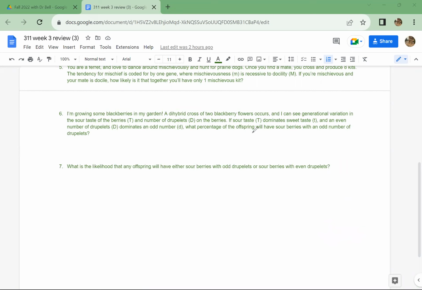So, a dihybrid cross of two blackberry flowers. We know we're going to be doing the business of like AABB crossed with AABB. So we have our framework that we're going to use. We see generational variation. That is what Gregor Mendel saw with his peas. He noticed that they weren't all either yellow and round or green and wrinkly. Some of them are green and round, some of them are yellow and wrinkly. So we're looking at variation between different generations.